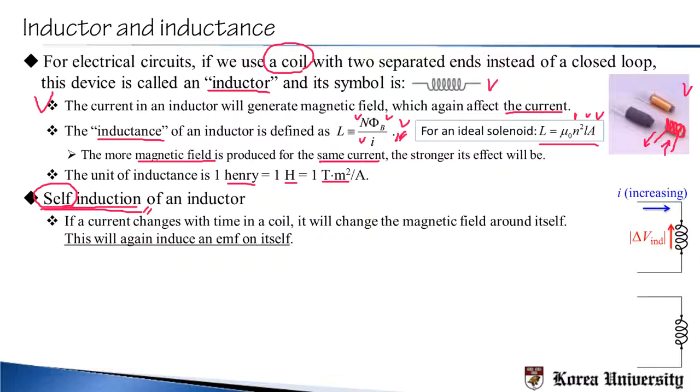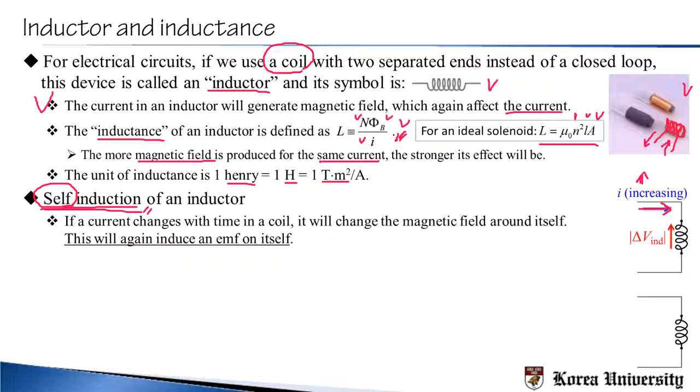Let me explain it. Suppose you have a conducting wire connected to this coil, and the current is going in from this direction. Whenever you have any current, there will be a magnetic field inside this coil. But now suppose it's increasing. If the amount of current is increasing, then the size of the magnetic field will also be increasing, and it's changing, right?